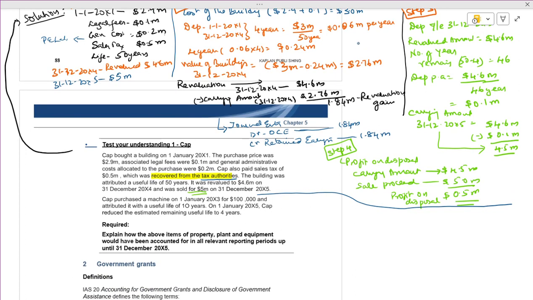What they say: Cap purchased a machine on 1st January 2003 for 100,000, and its useful life is 10 years. On 1st January 2005, after 2 years, they reduced the estimated remaining life. Previously it was 10 years. Now it has been reduced to 4 years. Okay. They have reduced it to 4 years. Fine.